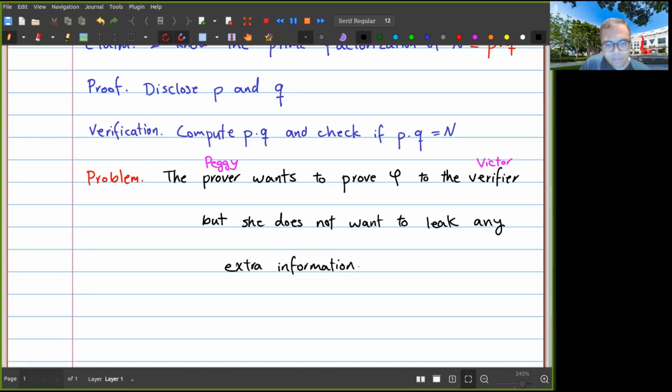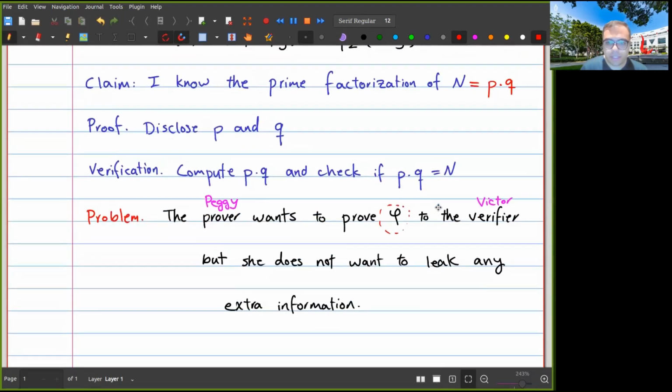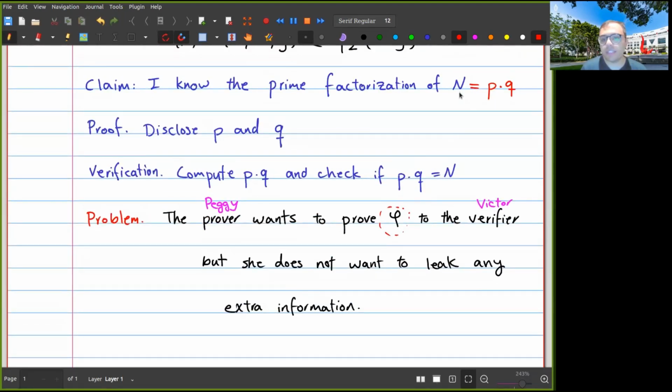Okay. So what do I mean by this? I mean that I want to have a protocol where Peggy and Victor actually interact with each other. And then at the end of this protocol, Victor should be convinced about the statement phi. And now this statement phi can be anything, but we're usually going to focus on proofs of knowledge. So usually in this course, when I say I want to prove something, I want to prove that I know something. Okay. So for example, here, Peggy wants to prove that she knows the prime factorization of n.